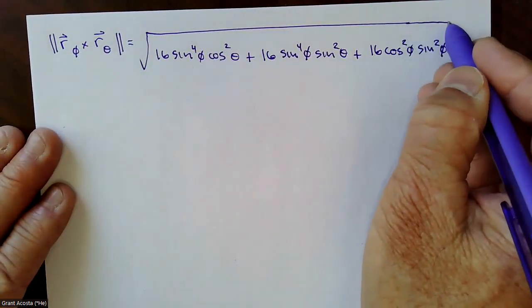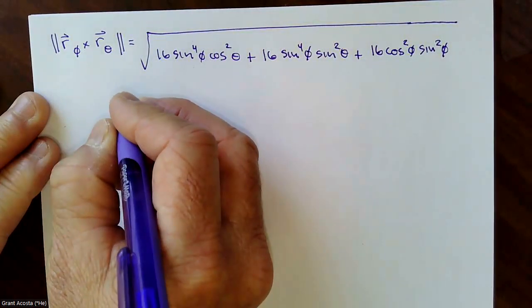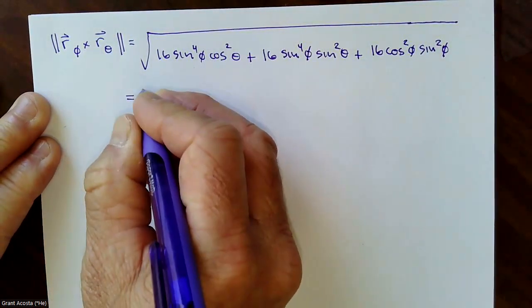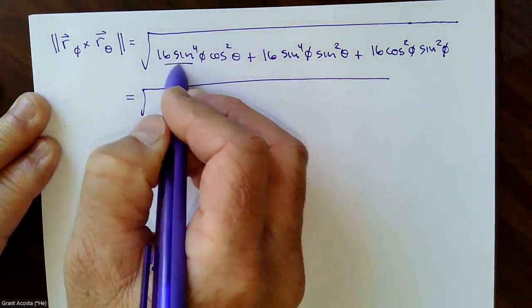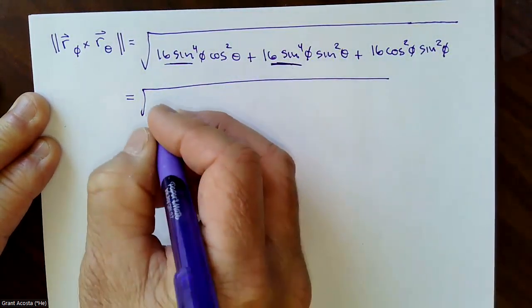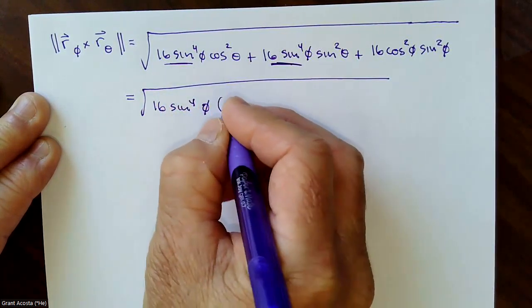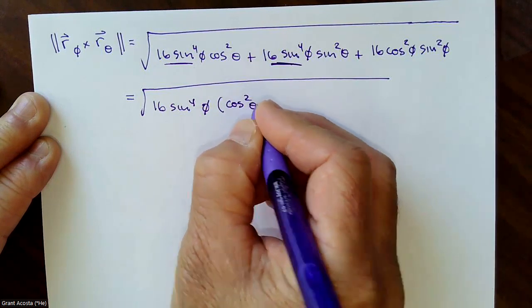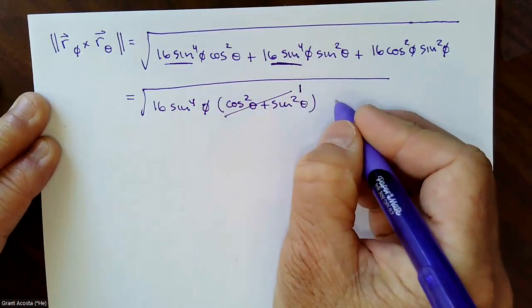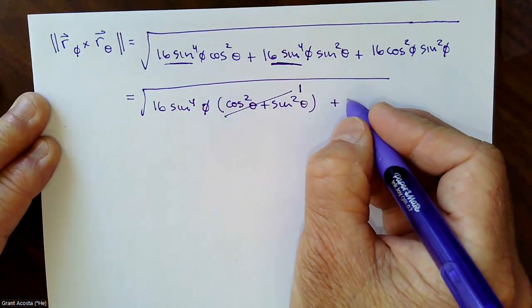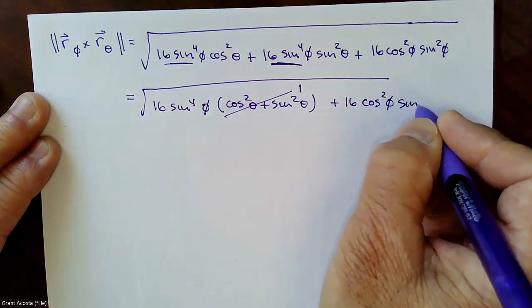simplify that. So maybe take a minute and see what you can do to clean that up a little bit. For these two terms, what I'm seeing is if I factor out the 16 sine to the fourth, I get another Pythagorean identity. That's equal to 1. And 16 cosine squared phi sine squared phi.